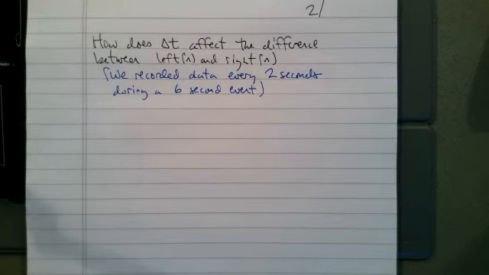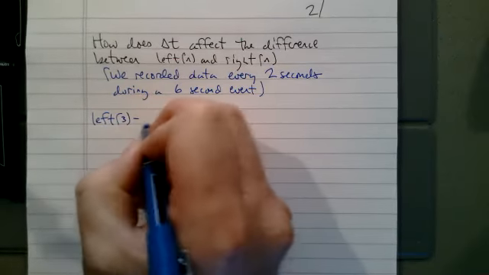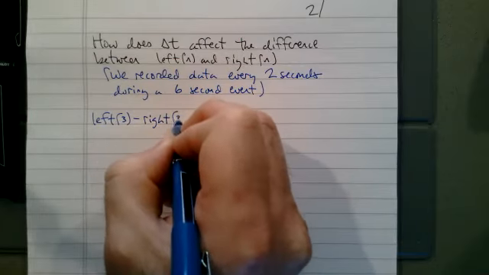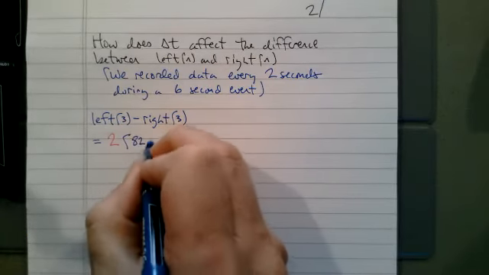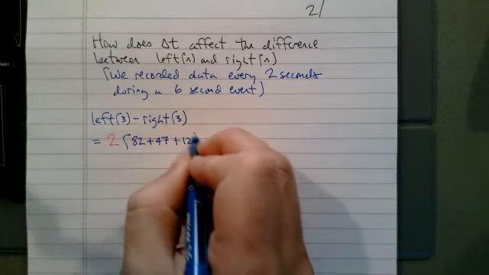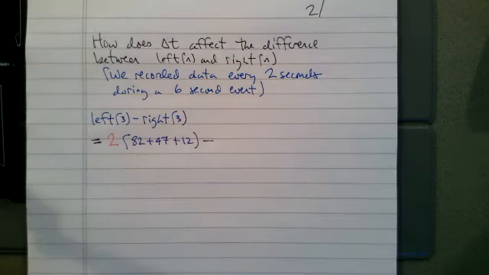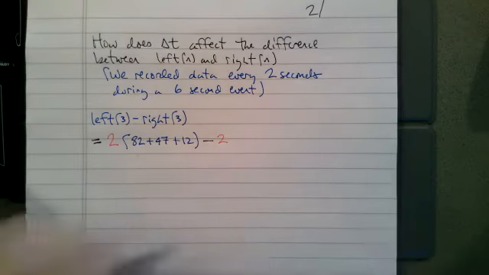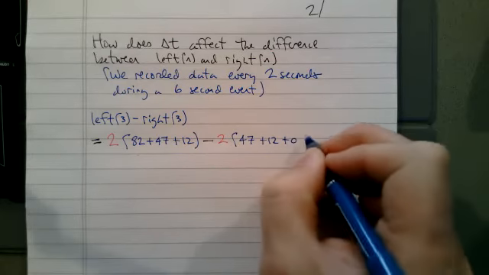So let's calculate the difference between left and right. Let's do left 3, this is the larger one. Let's calculate left 3 minus right 3. So left 3 is going to be the delta t, which is 2, times the 82 plus 47 plus 12. And I want to subtract right 3, which is 2, times 47 plus 12 plus 0.